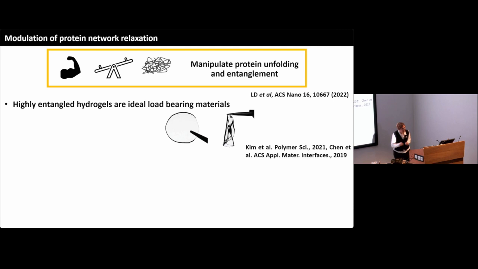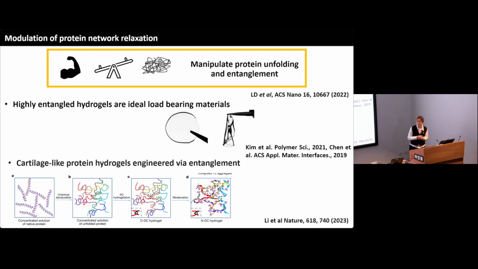So these highly entangled hydrogels are extremely interesting from a materials perspective, because for other polymer-based systems, they've shown that they're excellent load-bearing materials. So this topological entanglement of the polymer is extremely important. And indeed, very recently, some work by the group of Hongbing Li in British Columbia have shown that you can use this folded protein-based approach. If you trigger unfolding, favor entanglement, you can have a system that goes from being very soft, kilopascals in terms of its stiffness, to gigapascals, and be more like a material that might be useful for mimicking cartilage. And this is simply through manipulating the unfolding of the protein.